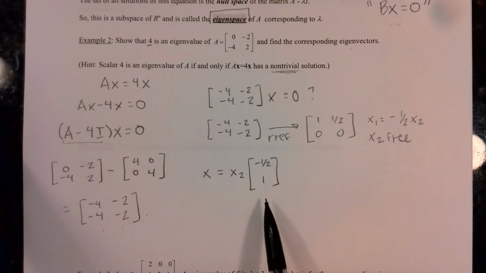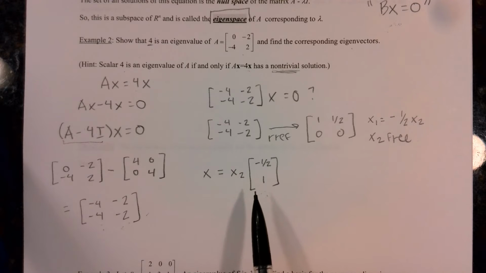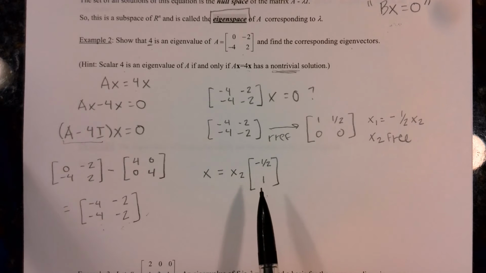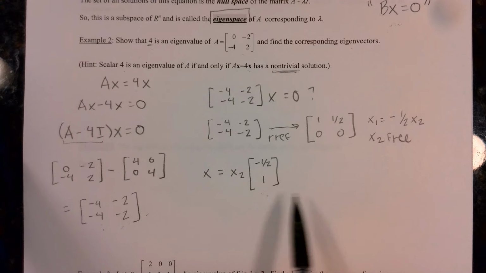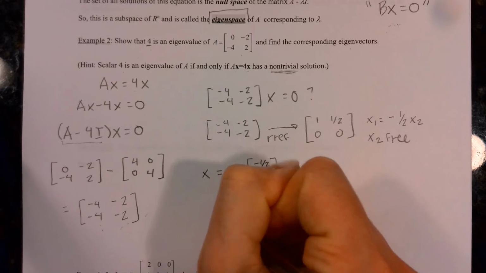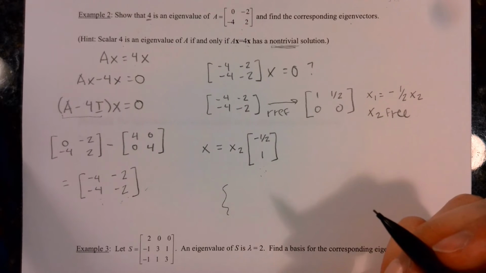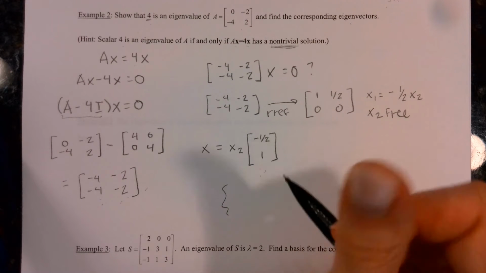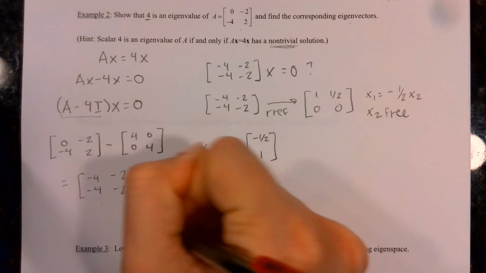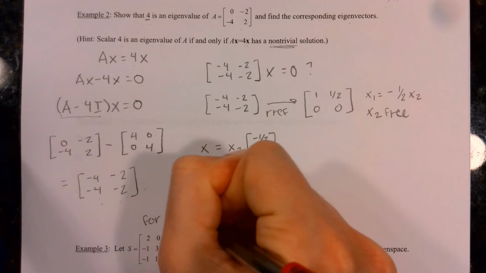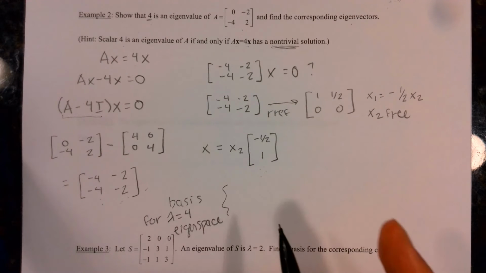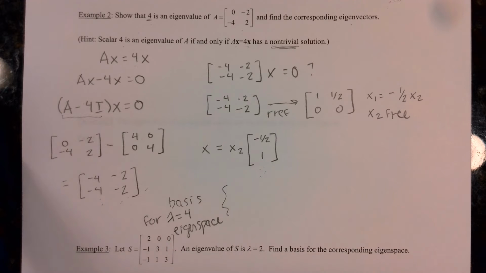And what's important is this: the span of this one vector, all linear combinations of this one vector, are going to be eigenvectors corresponding to lambda equals 4. So what I'm really getting at here is the basis that describes the eigenspace corresponding to lambda equals 4. So, basis for the lambda equals 4 eigenspace, and I'm being very specific because we checked on in example 1, I'll come back to it real quick.